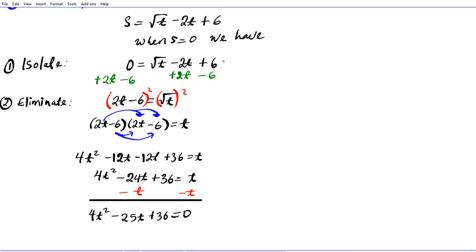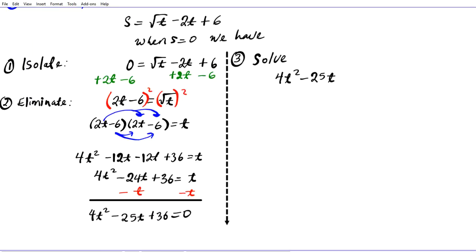Now we're advancing to step 3, which is to solve the resulting equation. So how do we solve quadratic equations? Different methods. Let's try factoring first. If it's prime, then we will use the quadratic formula. We're going to use the AC method here. Check to see if we can reduce this. 4 goes into 4 and 36. It doesn't go into 25, so it cannot be reduced. AC goes on top, B goes on the bottom.